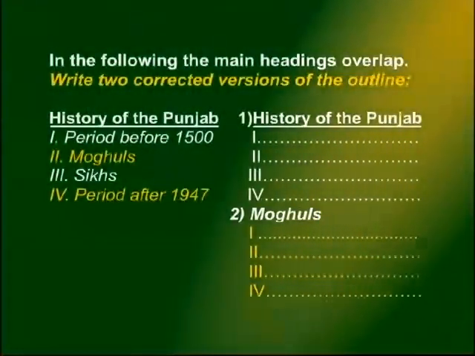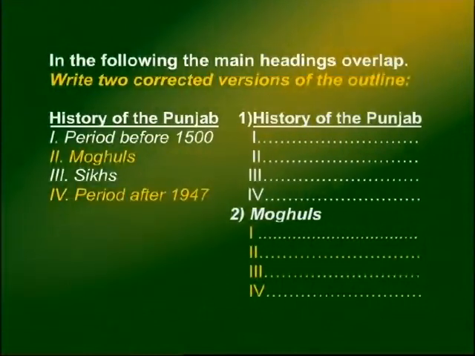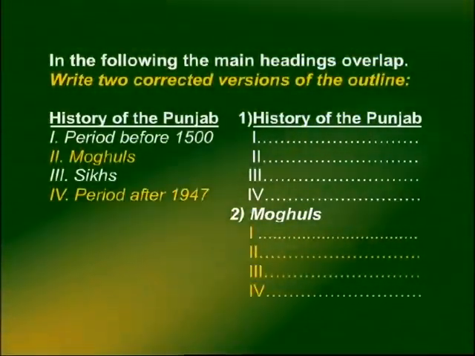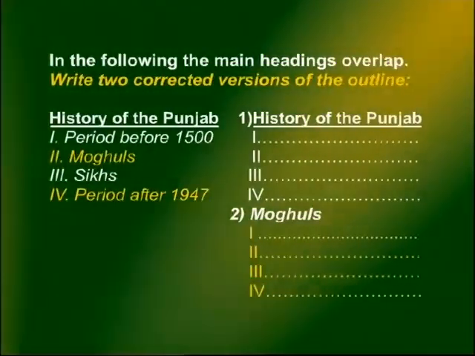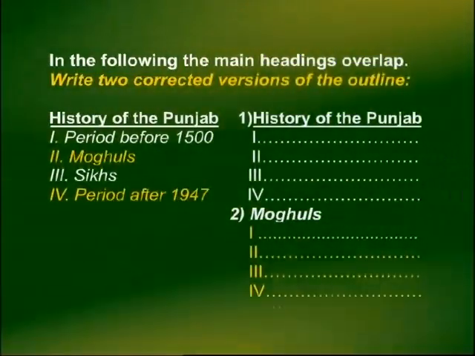B, the effect of flowers on your room or any room. So you look at this arrangement, this outline, and you will notice that it is very clear, right? Now, here is another example. In this example, the main headings on the left hand side overlap. You should write a correct version, write 2 correct versions.